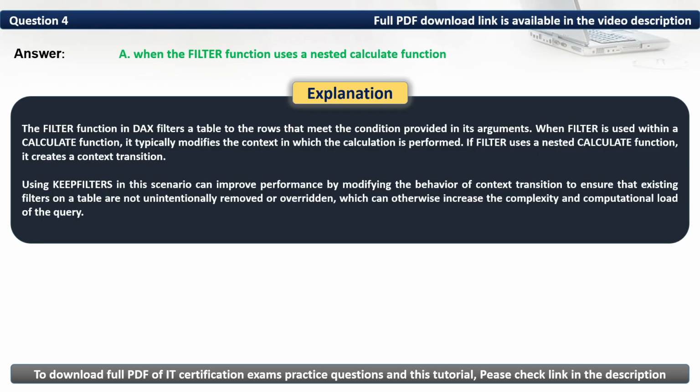The FILTER function filters a table to the rows that meet the condition provided in its arguments. When FILTER is used within a CALCULATE function, it typically modifies the context in which the calculation is performed. If FILTER uses a nested CALCULATE function, it creates a context transition. Using KEEPFILTERS in this scenario can improve performance by modifying the behavior of context transition to ensure that existing filters on a table are not unintentionally removed or overridden, which can otherwise increase the complexity and computational load of the query.